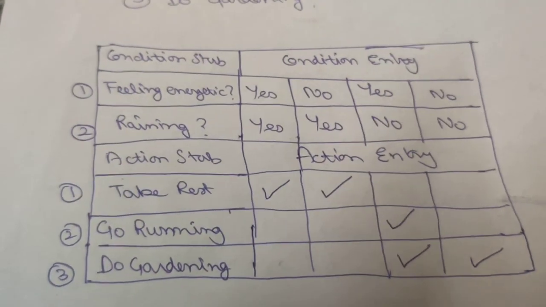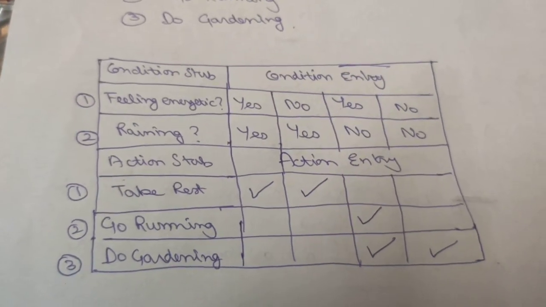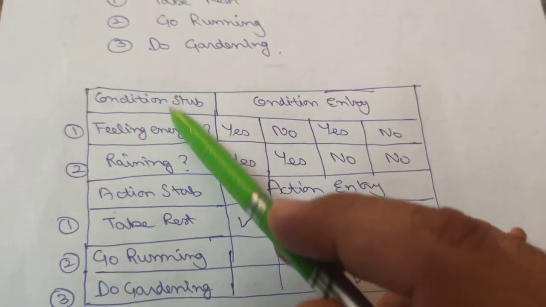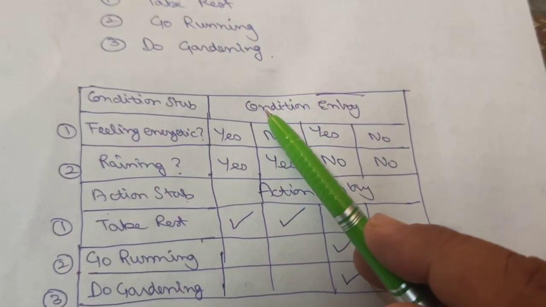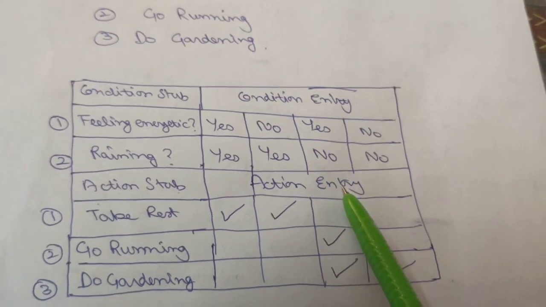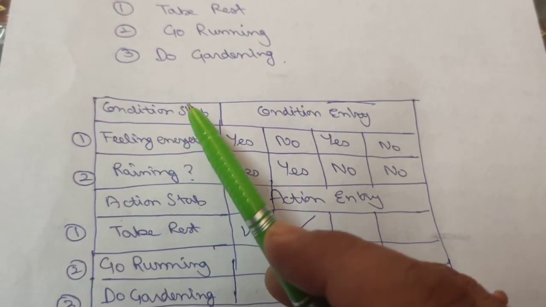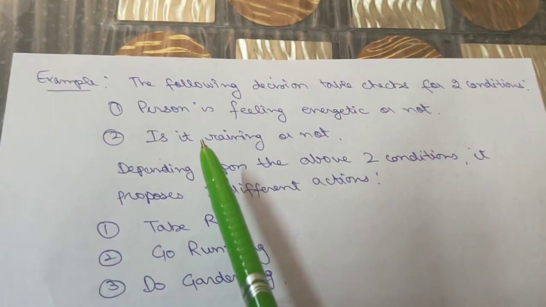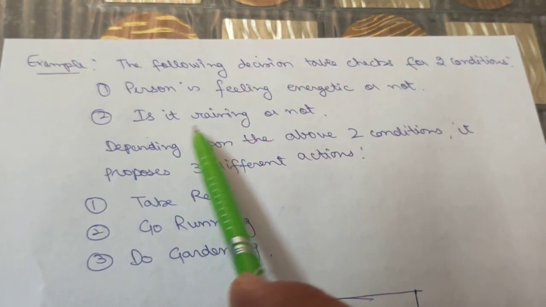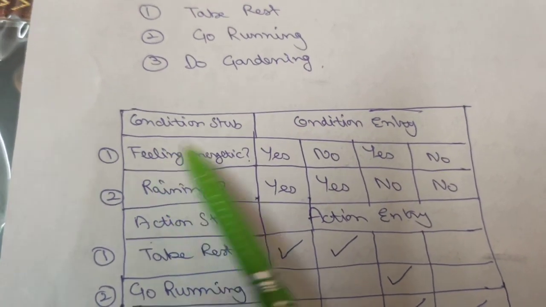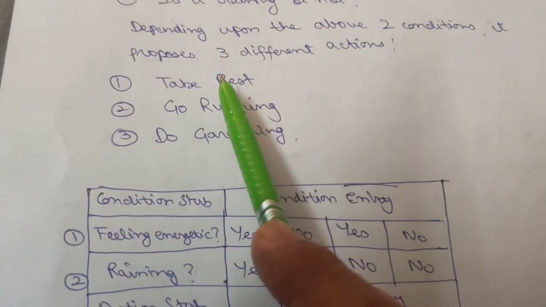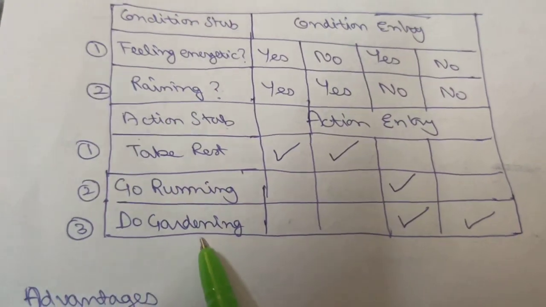As I discussed in my previous lecture, there are four particular parts of a decision table. The first part is the condition stub, then the action stub, then the condition entry, and finally the action entry. In the condition stub we specify the various conditions. As you see, there are two conditions: person feeling energetic and raining outside. In the action stub there are three possible actions: take rest, go running, do gardening.